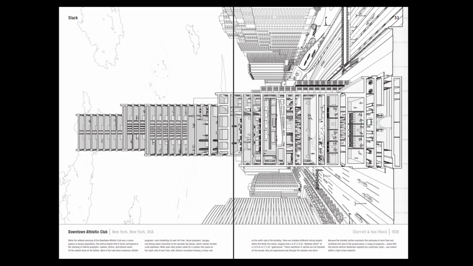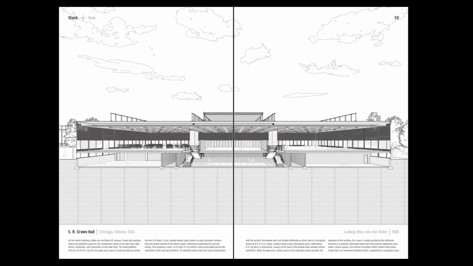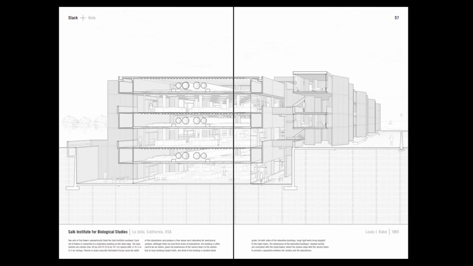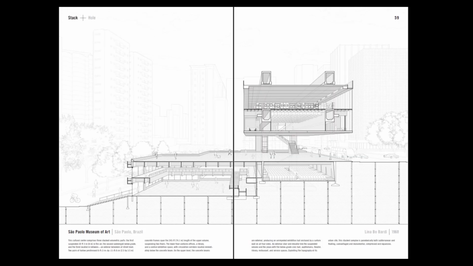Okay. We have the Downtown Athletic Club in New York. I love how this one is vertical, so you have to rotate the book to actually enjoy the section. We have Crown Hall in Chicago, the Salk Institute for Biological Studies, and the São Paulo Museum of Art. This section is just insane. I love how it looks really light.